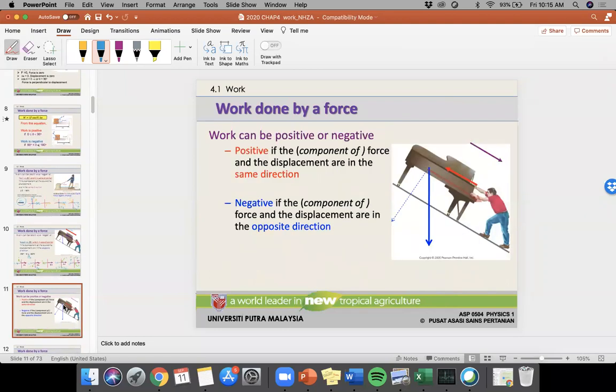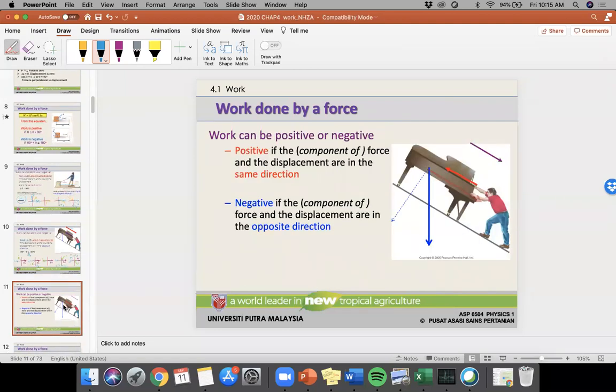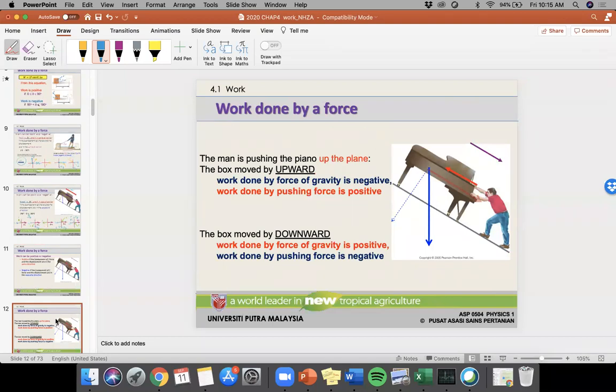All right. So I don't remember if we have talked about this piano example. Let's just do it again. So assuming that I am pushing, so this is a man pushing the piano up the plane, okay? So he's pushing the piano and he's applying a certain amount of force. For example, he's applying an F of 40 newtons, right? And this is my F and this is the weight of the piano.